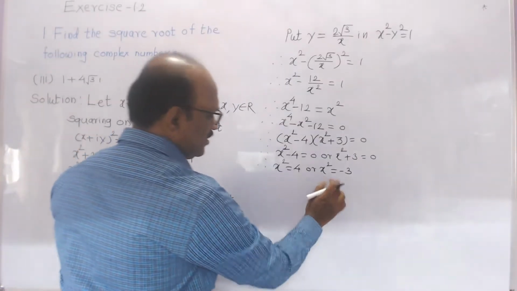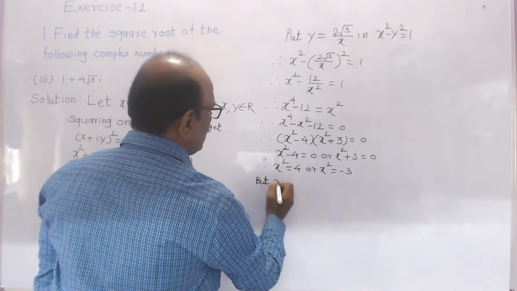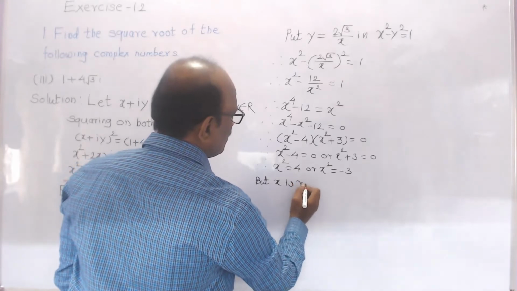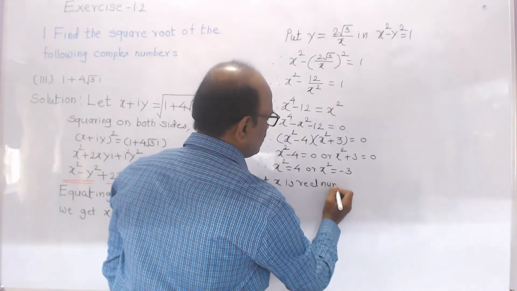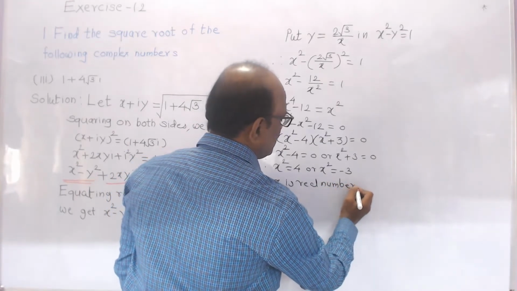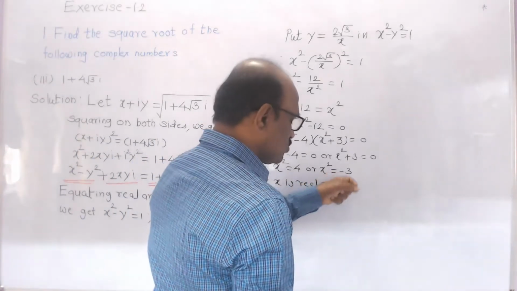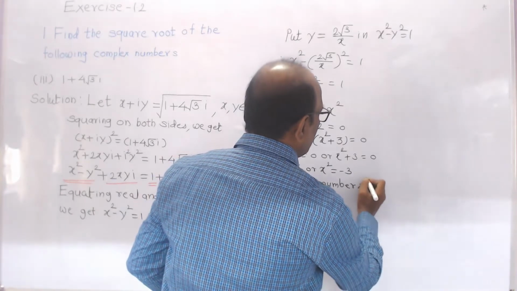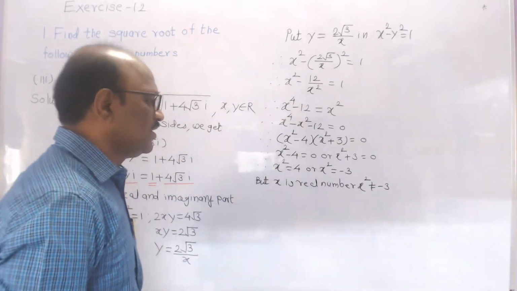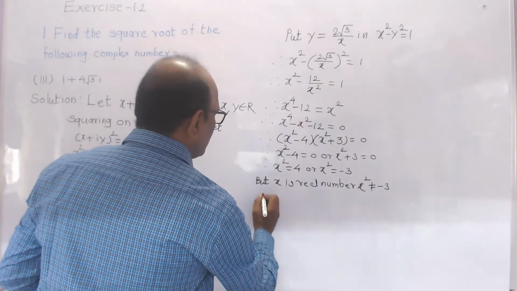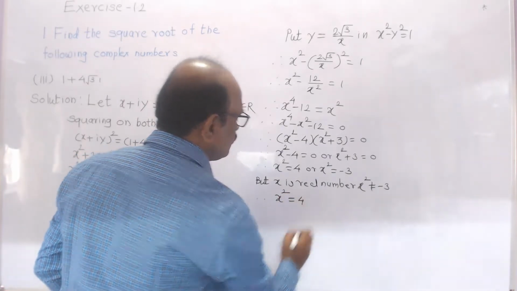But we know that x is a real number, and the square of a real number is not negative. Therefore, x square is equal to minus 3 is not possible. Therefore, we take the other quadratic equation, x square is equal to 4.